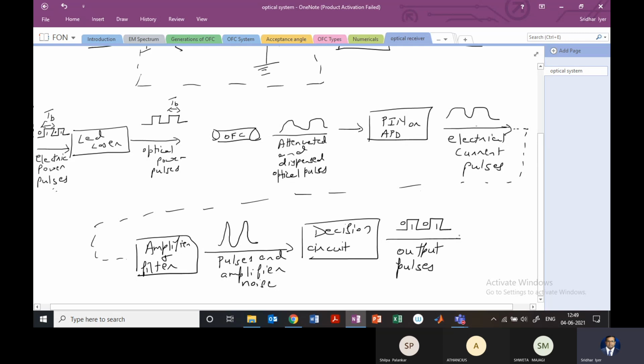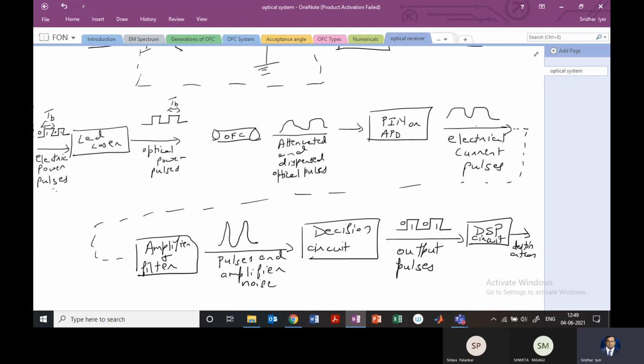Okay, and then we follow this up with a digital signal processing circuit, which is going to process this and then send it to the destination. So this is your destination. Okay, so this is what the entire diagram looks like, and it is very easy to explain and understand.